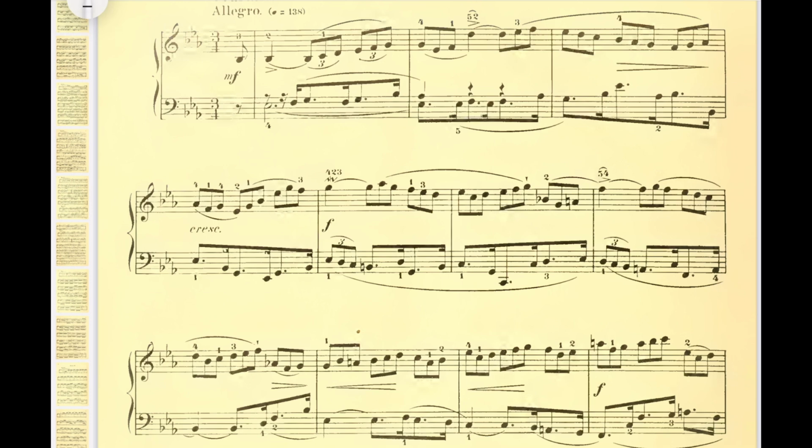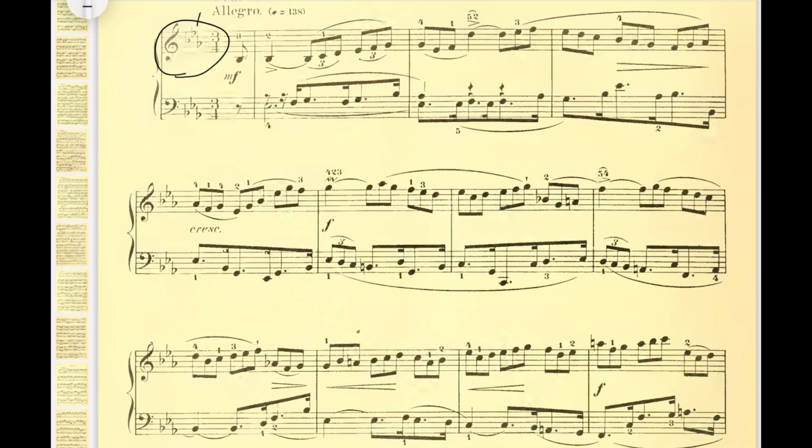Here is a Bach suite, French suite number 4 in E flat major. How do I know it's E flat major? Well, that's easy. We've got 3 flats: B flat, E flat, and A flat. So look at the second last flat, and that's it, E flat.